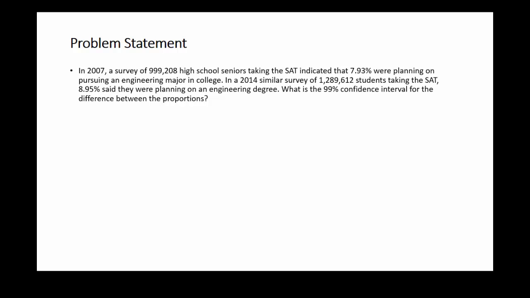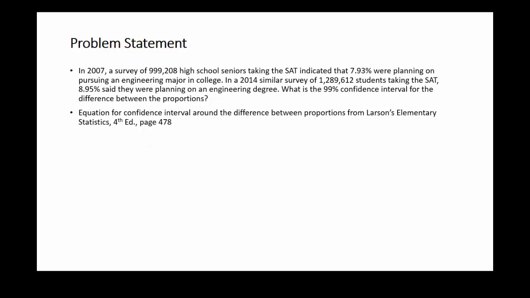They did an initial survey back in 2007 of just about 1 million students. And that survey indicated that almost 8%, 7.93%, were planning on pursuing an engineering major in college. They did it again in 2014, this time almost 1.3 million students taking the SAT, and 8.95% of those seniors said they were going to be engineers. And we have to calculate the 99% confidence interval for the difference between the proportions.